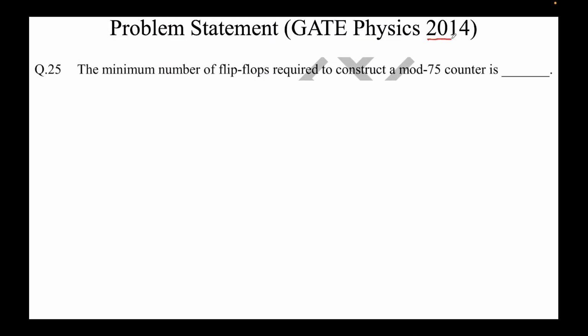The problem statement from GATE Physics 2014 reads as follows. The minimum number of flip-flops required to construct a mod 75 counter is. This is a numerical answer type question, and once we find the answer, we'll try to fill in the blank here.